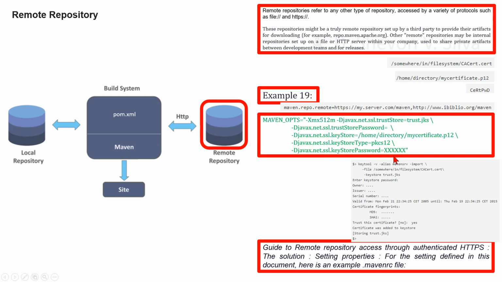Not all the properties must be set, depending on the precise settings. The type of the store may be left to default, the password may be empty. They may be set either on Maven's command line, in the .mavenrc file, or in the MAVEN_OPTS environment variable. For setting them as defined in this document, here is an example .mavenrc file.